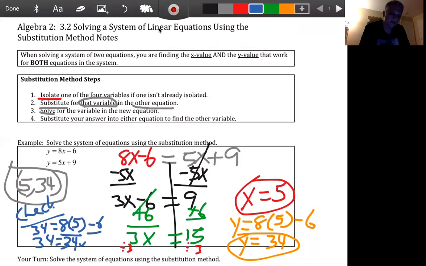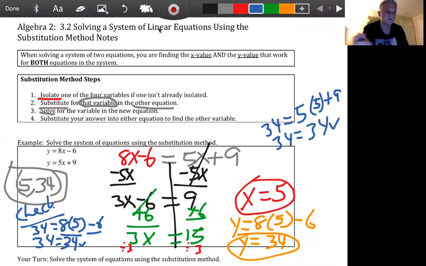Okay, let's do the second line. I don't have a lot of room over there, so I'm going to come over here. y equals 5x plus 9. Again, my x is 5. So 5 times 5 is 25. 25 plus 9 is 34. 34 equals 34. I've checked my answers. I'm going to put this into my Alex. I'm going to pass that in. I know it's right.